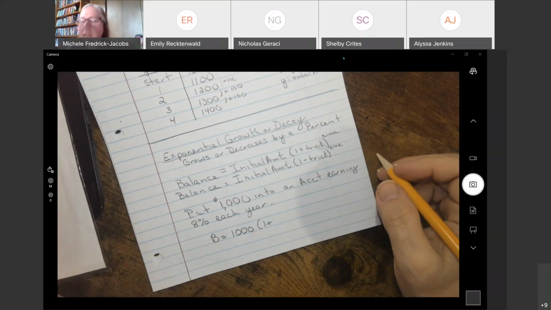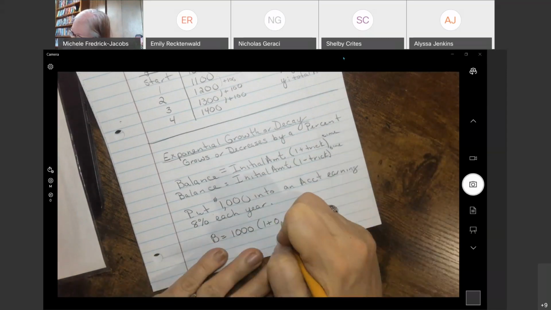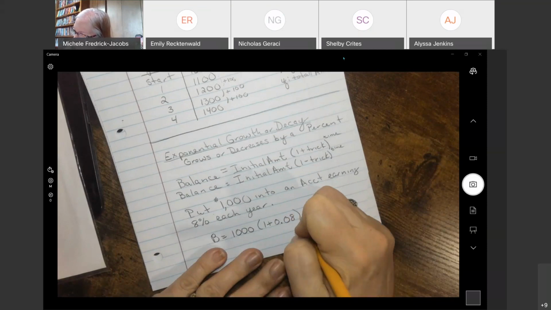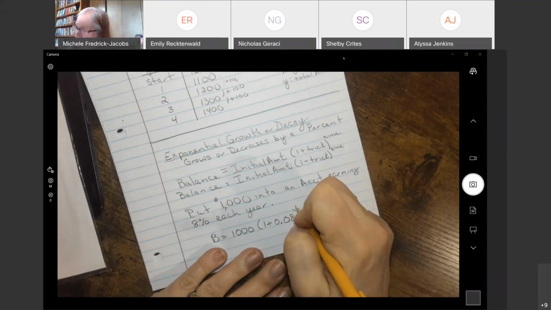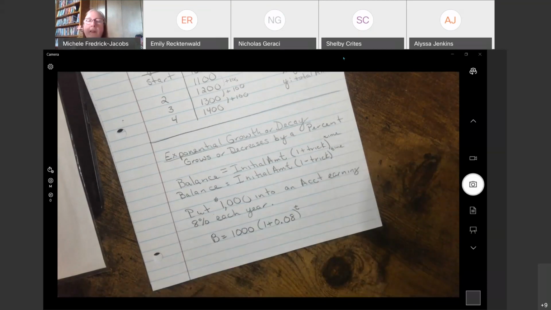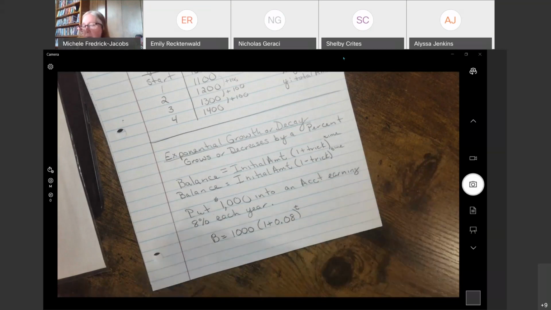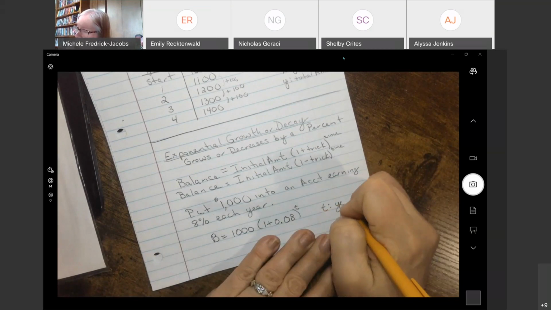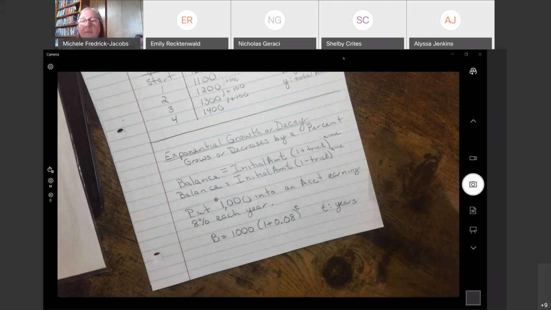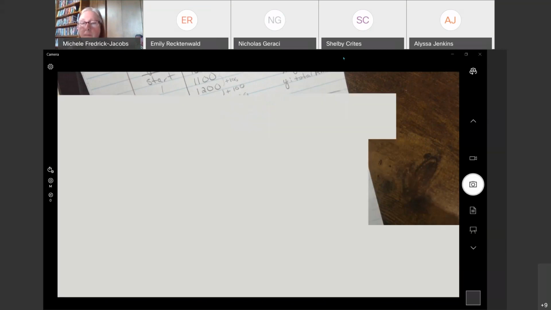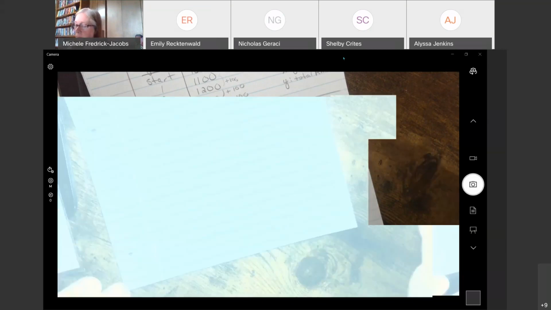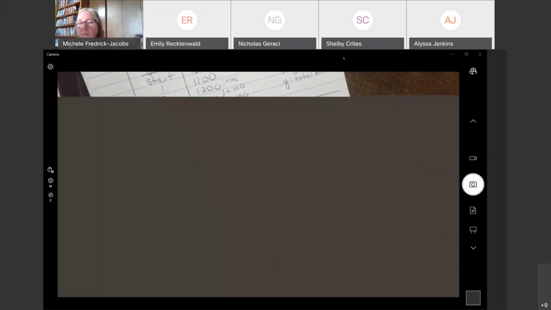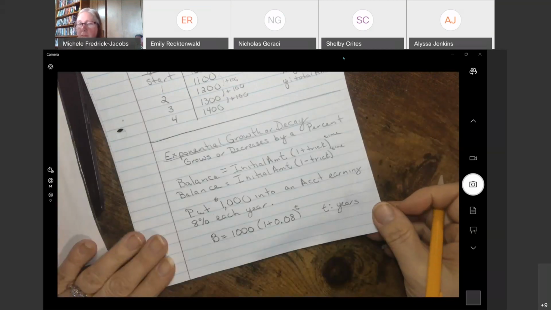What would 8% as a decimal be? Anyone? Yes. 0.08. And I'll use T for time. Now with this formula, T can be months, years, days. In this case, T is years because it was 8% per year. Any questions so far?